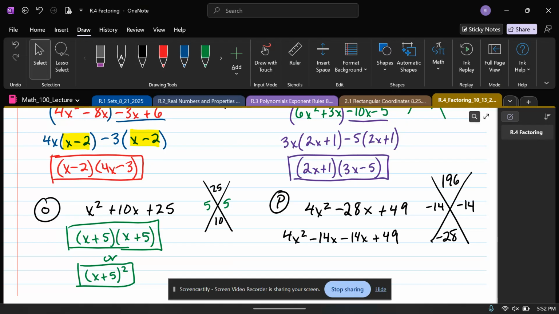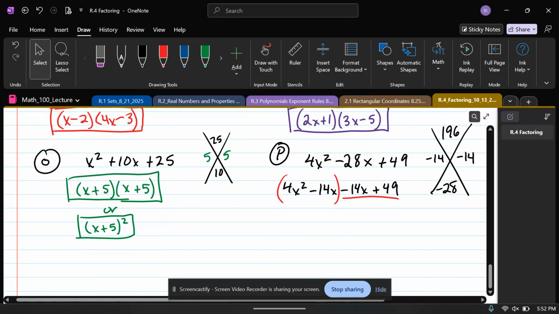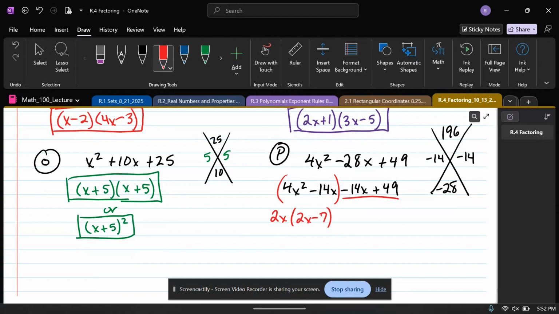Then group. So GCF of the first pair: 2x. That's going to leave us 2x minus 7. What's the GCF of the second pair? Negative 7. That's going to leave me 2x minus 7. And so my factors are 2x minus 7 and 2x minus 7, or 2x minus 7 quantity squared.